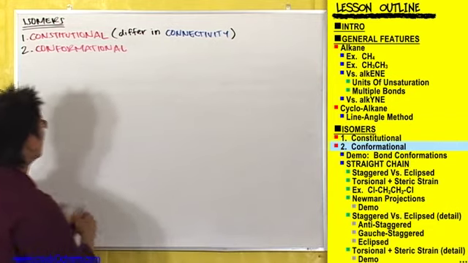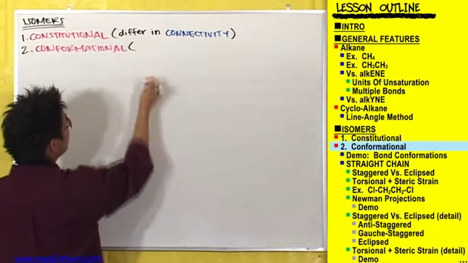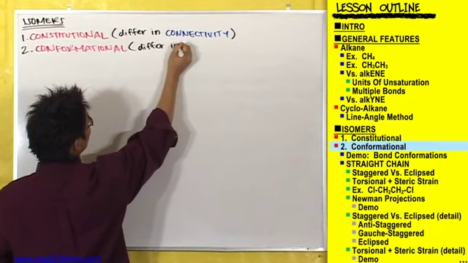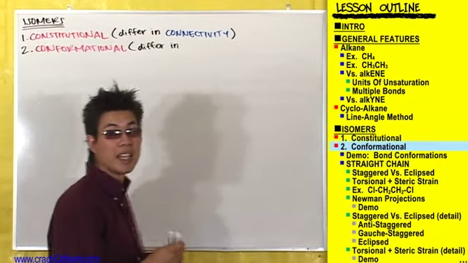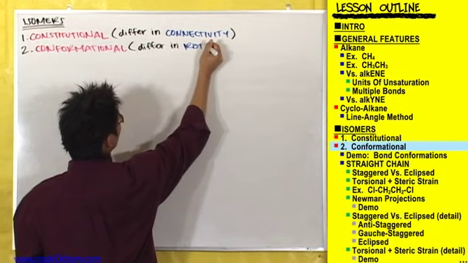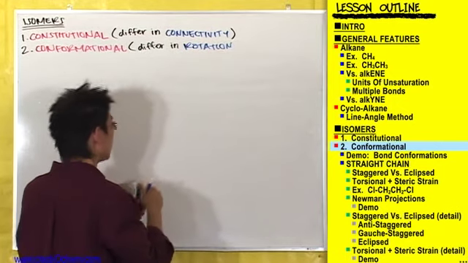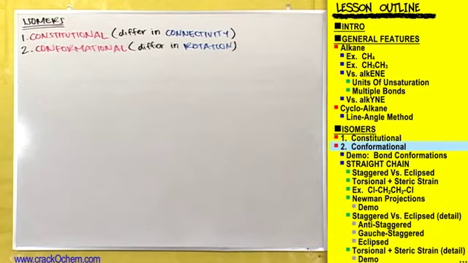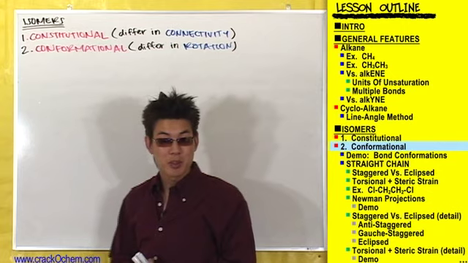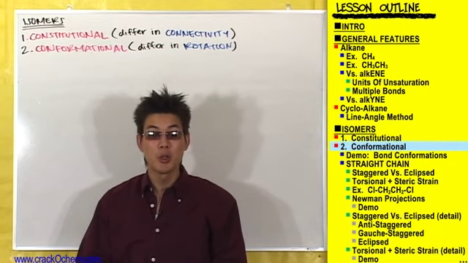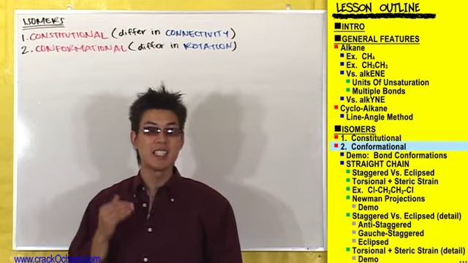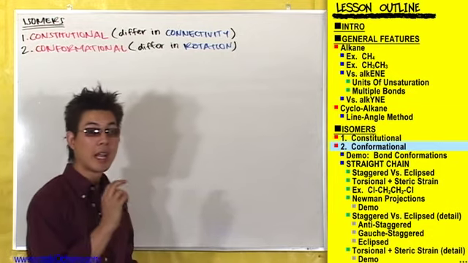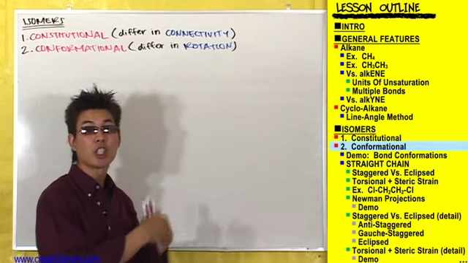Let's write this down. So conformational isomers, these don't differ in connectivity. They're going to differ in rotation. These types of isomers differ in how their bonds are rotated. And another way of saying this is that they differ in conformation. All right, so conformational isomers are going to have their bonds rotated in different conformations.